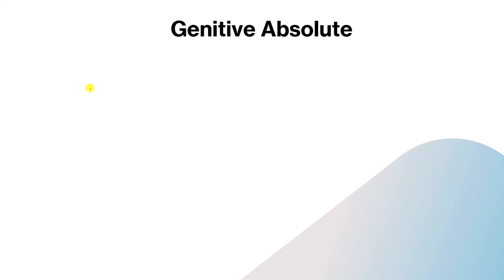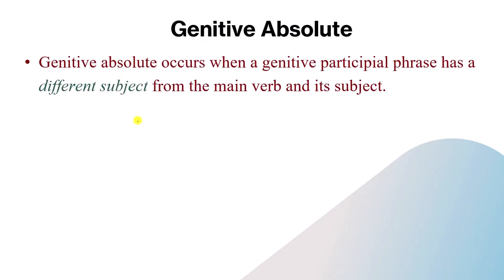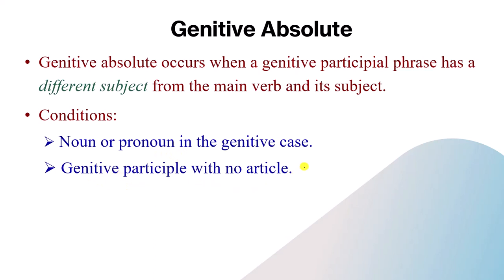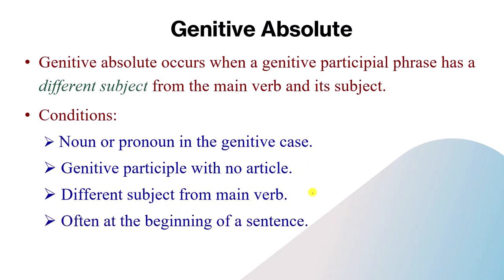One interesting piece of Greek grammar that happens fairly frequently actually is called the genitive absolute. Genitive absolute occurs when a genitive participial phrase has a different subject from the main verb and its subject. So here are the conditions for a genitive absolute. The noun or the pronoun is in the genitive case. There's a genitive participle with no article. There's a different subject from the subject of the main verb. And often these are at the beginning of a sentence.